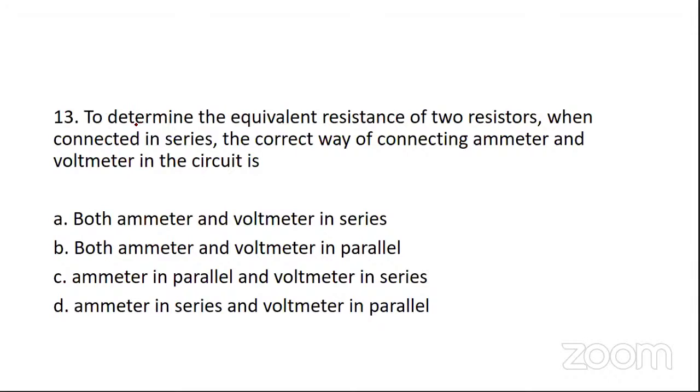Next one. To determine the equivalent resistance of two resistors when connected in series, the correct way of connecting ammeter and voltmeter in the circuit is. Yes, Arushi, that's right. Yes, Rishikesh, Kuldeep, right answers. Yes, Devanshi, right answer. All right, D is the right answer. To find the equivalent of two resistances, we have to measure current, and to measure current the ammeter is connected in series, and to measure potential difference the voltmeter is connected in parallel.